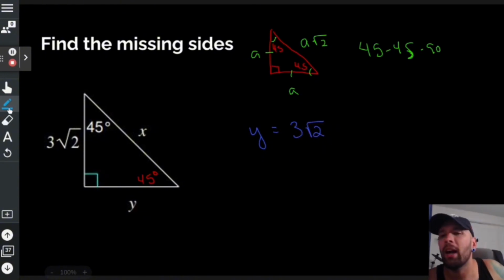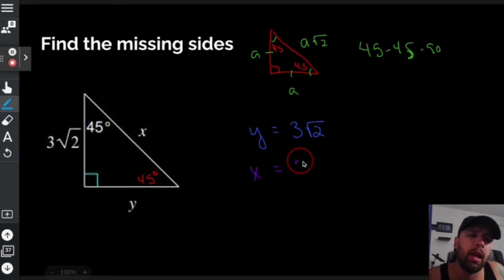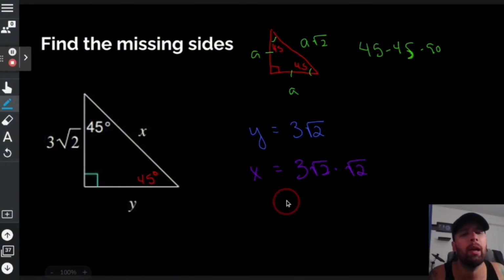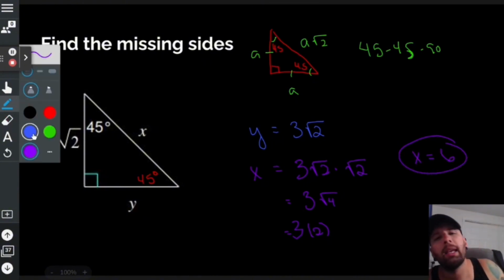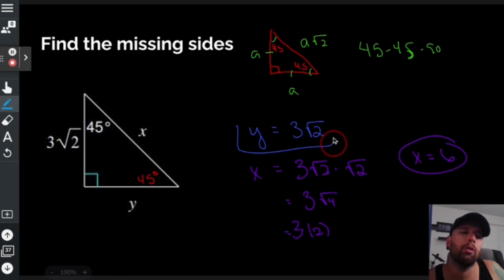Now I need to find x. What is x? X is going to be one of the legs, 3 root 2, times the square root of 2. And we know that when you multiply square roots together, you multiply the inside. So this becomes 3 times the square root of 4. Oh, I know what the square root of 4 is. It's 2. And so 3 times 2 is 6. So x is going to be 6, and y is going to be 3 times the square root of 2.